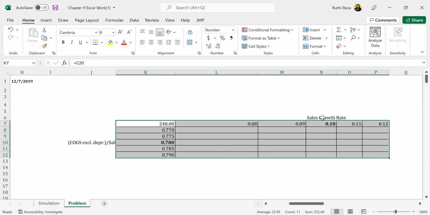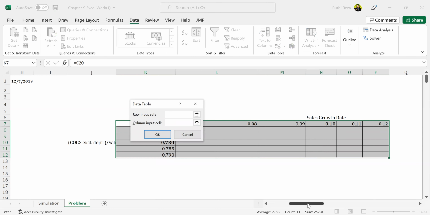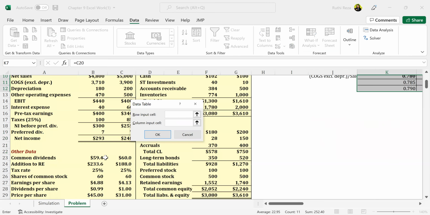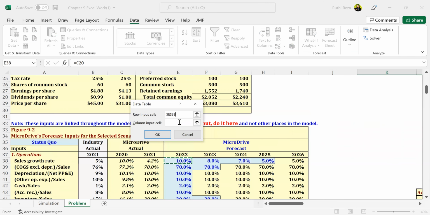Now select the entire table area, then go to the data section. From there, what if, then data table. Now here our row is what? Our sales growth. So select it from our assumption section. So 10%. And our column here is what? Cost of goods sold as percentage of sales. So you just link those two cells from the assumption section, which you apply to estimate your pro forma financial statement. Now hit OK.